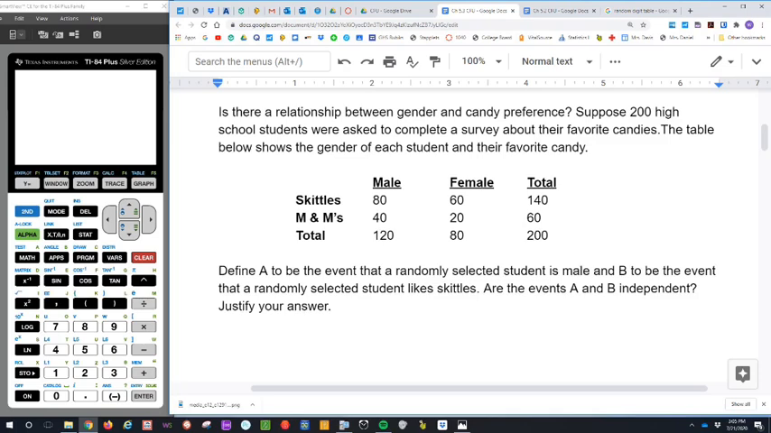Does choosing a student who is male affect the probability of event B happening, which is, does choosing a male determine or affect whether the student likes a certain type of candy? Does male like Skittles more, or does female like M&Ms more? So this is how we can try to find out, are the two events A and B independent? Justify your answer.